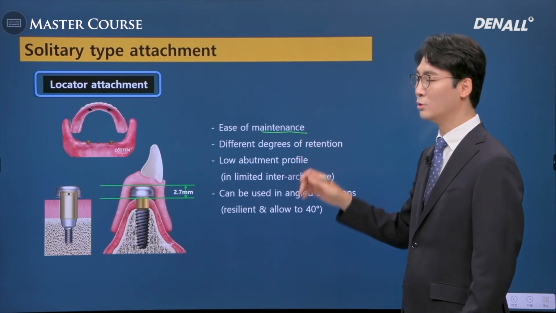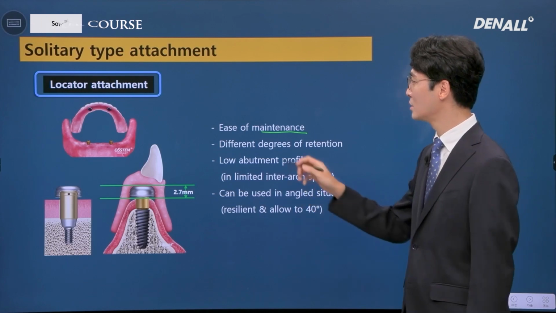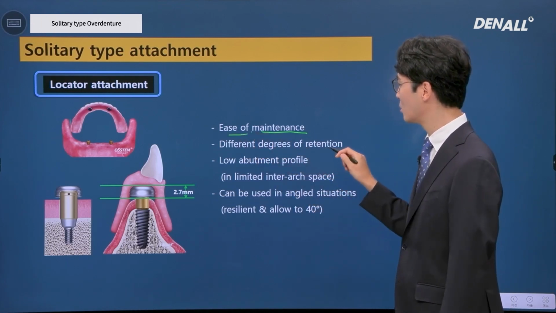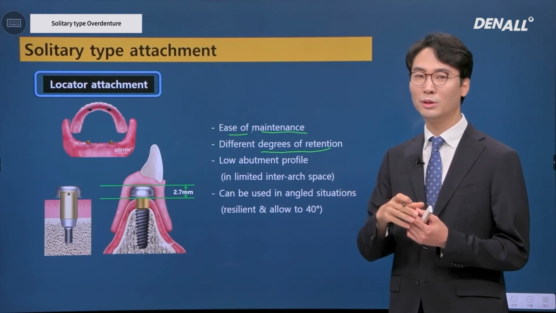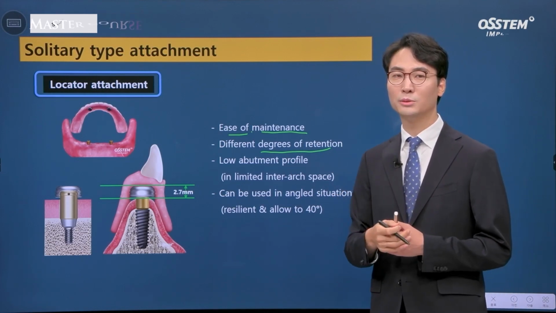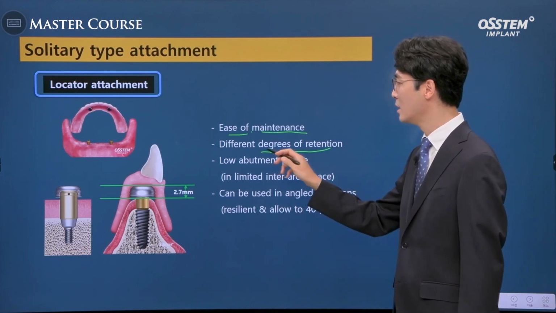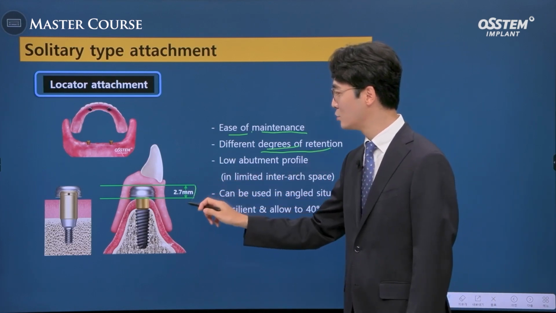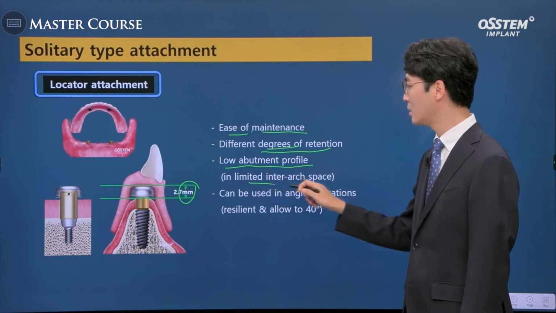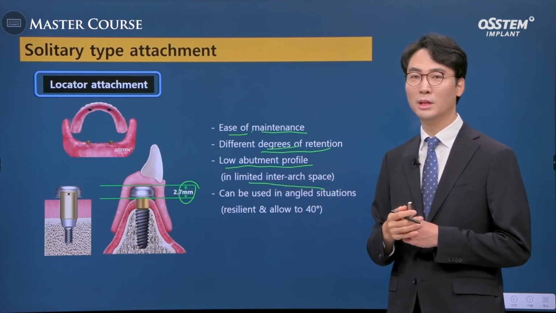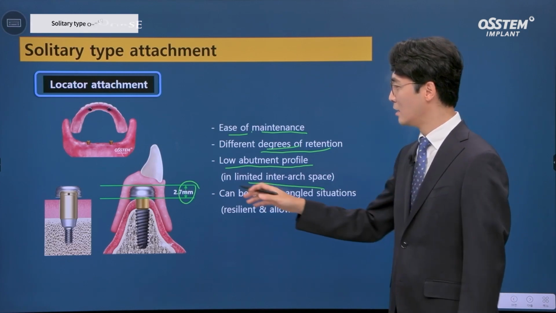Locator attachment is very favorable for maintenance, and once it becomes loose, you can change it very easily. There's a male nylon part with different degrees of retention, so if it becomes loose and the patient wants a stronger retention, we can change it very easily and patient satisfaction can be achieved. More than anything else, this is a low-profile abutment which takes up very little vertical dimension, so this can be used even when the interarch distance is limited. That is the biggest benefit.